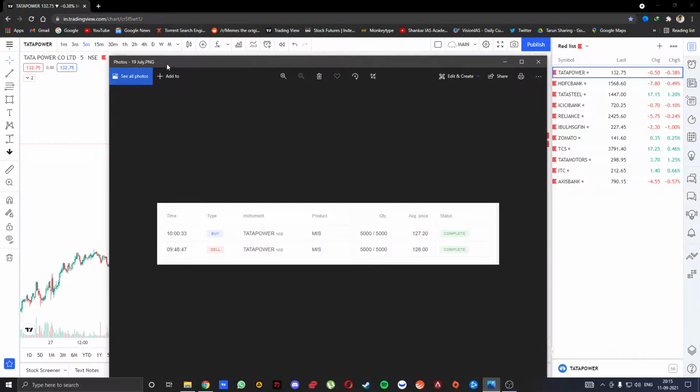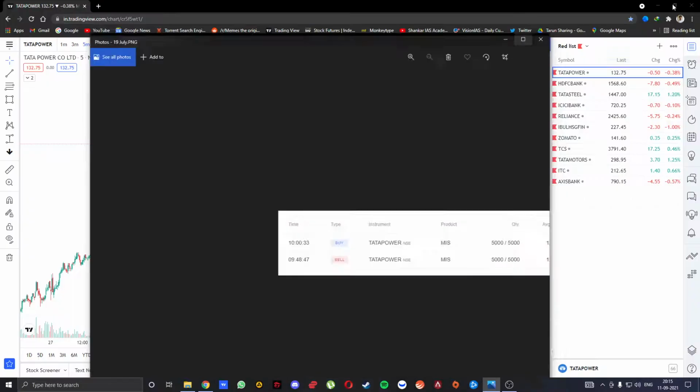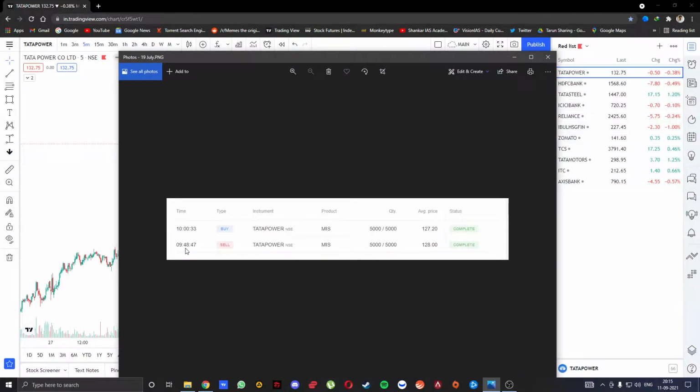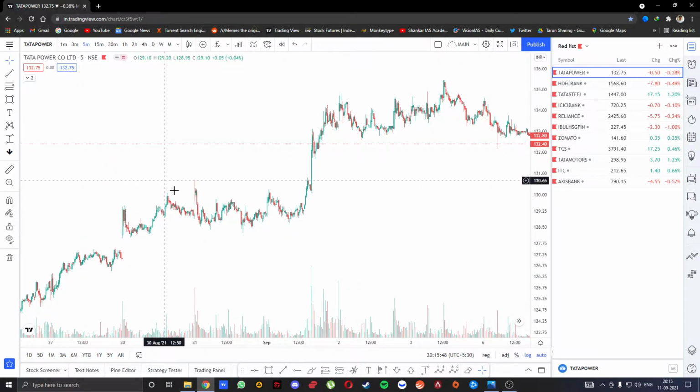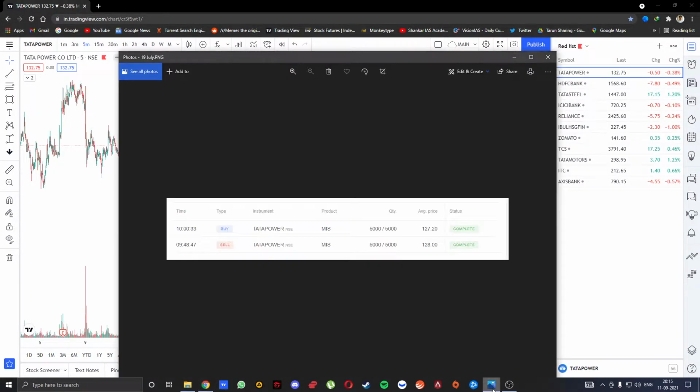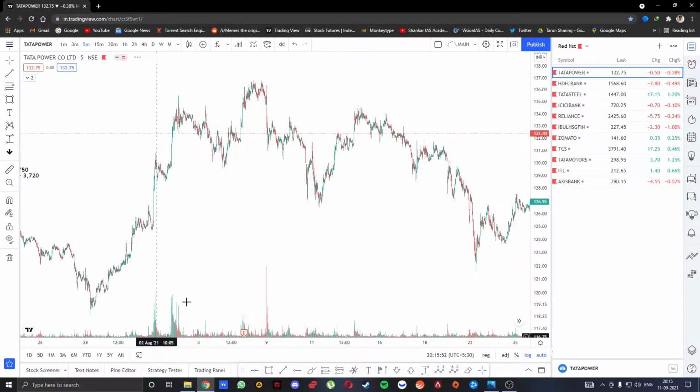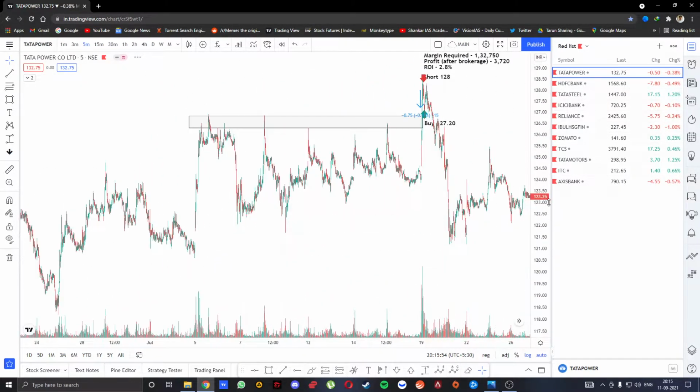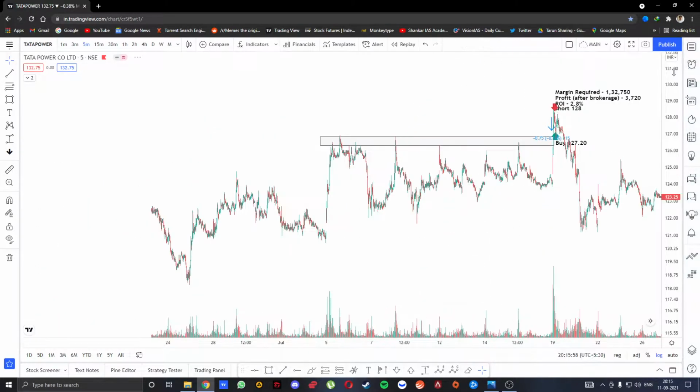This is on 19th July. This trade is in Tata Power. Now as you can see, time entered 9:48, time exited 10 a.m. So 12-minute trade, and this was the trade. So we'll see, this is Tata Power. We'll go to 19th of July. So this is a trade which I have already prepared so you can understand properly.